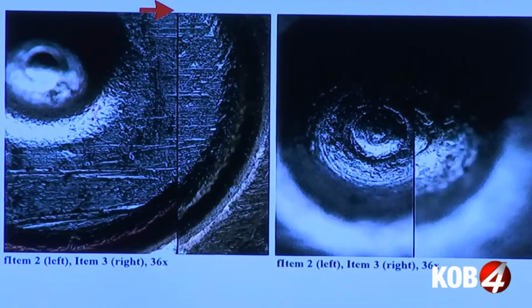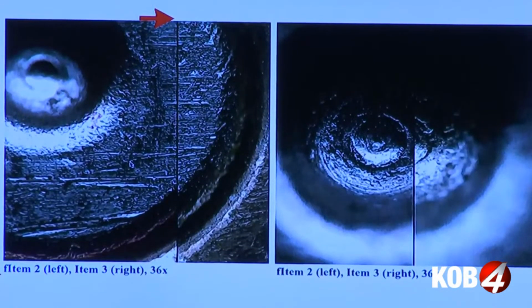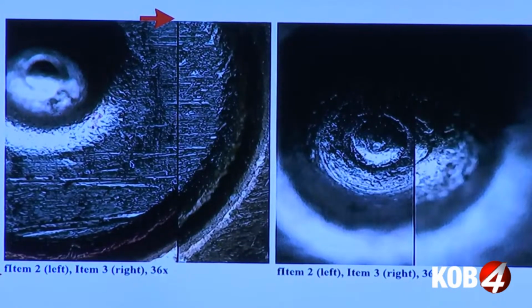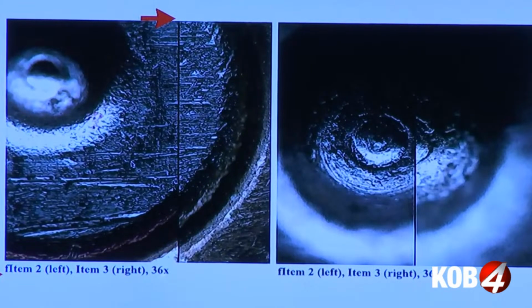On the left side, you see my notes at the bottom here, F item 2. That's my annotation that it came from item 2, which is the revolver. So those are my knowns. On the right side is item 3, so that's the cartridge case that was submitted.